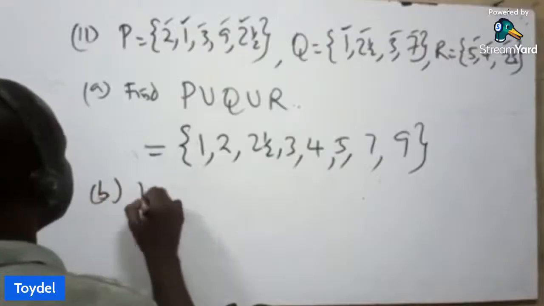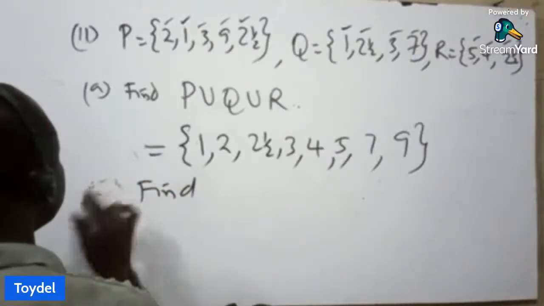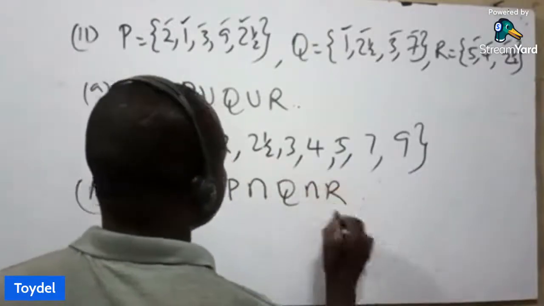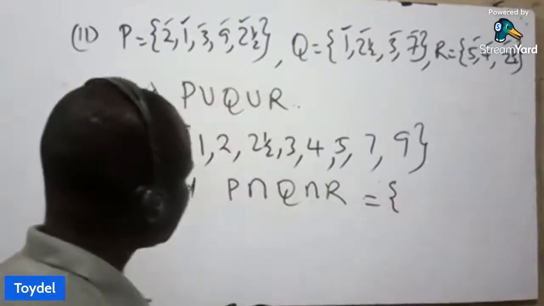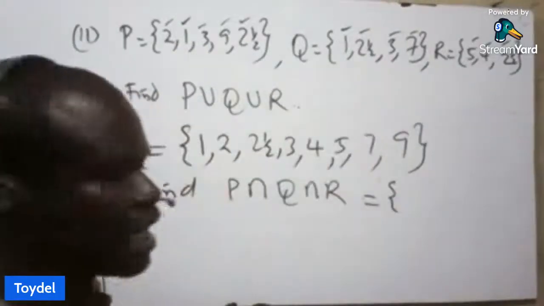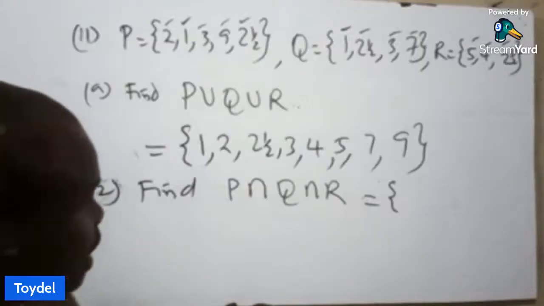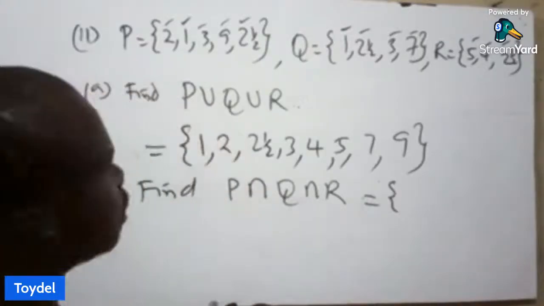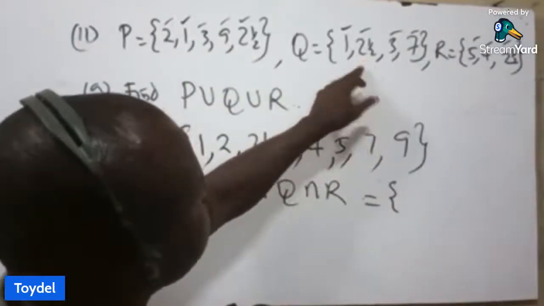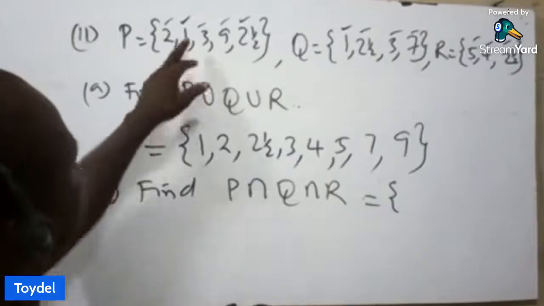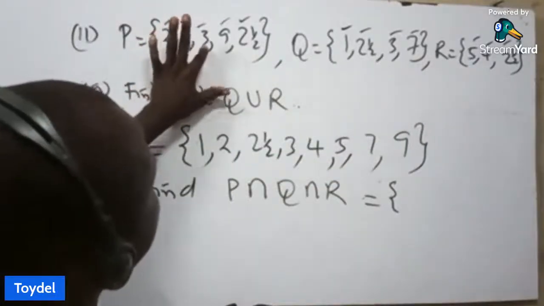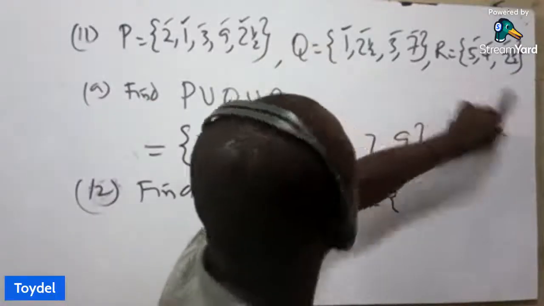Then the second question, let's say this is question 12, says we should find P intersection Q intersection R. In this case, intersection simply means you must have the element in P and Q and R. That's the meaning of intersection. The element must be in all the sets under consideration. So let's see. We have 2 here, we don't have it here, so we won't pick 2. 2 is not in everything. We have 1 here, we have 1 here, we don't have it in R, so that nullifies that. We have 3 here, but we don't have 3 in R, so we won't pick that.